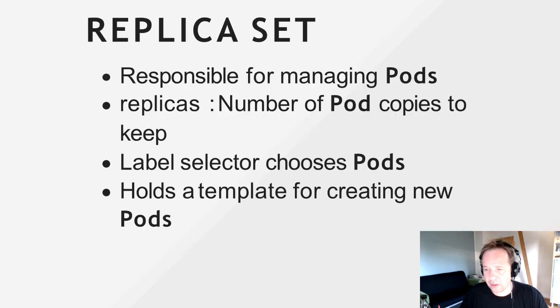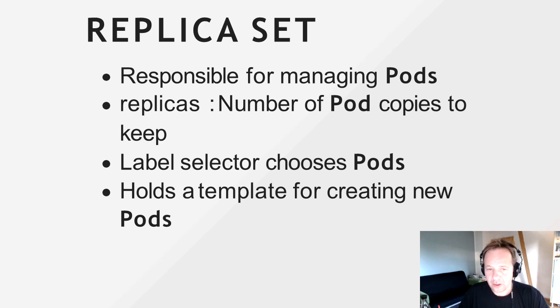Okay, but now to the next part, namely to the replica set, because such a pod is just running, and if it dies, then it's gone. But I said one of the characteristics of Kubernetes is the self-healing, which means that a pod gets recreated if it dies. And you need some kind of entity which is responsible for this. And this is exactly what a replica set is for. It's really responsible for managing pods. And a very important number here is the number of replicas. And the number of replicas simply states the number of copies of your pod which should be kept.